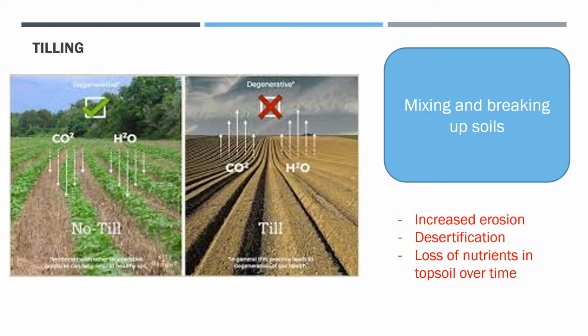They're losing that water to the atmosphere. They're losing that CO2. They're losing nutrients in topsoil over time because they're more susceptible to erosion. So we need those plants and their roots to hold everything together.